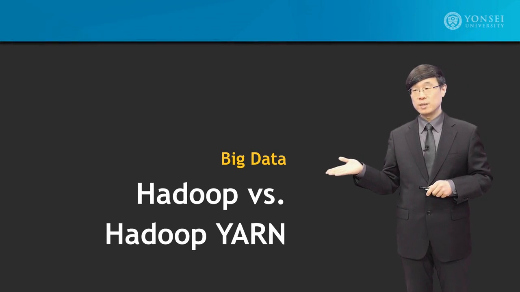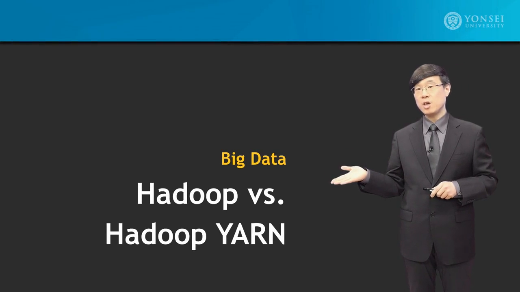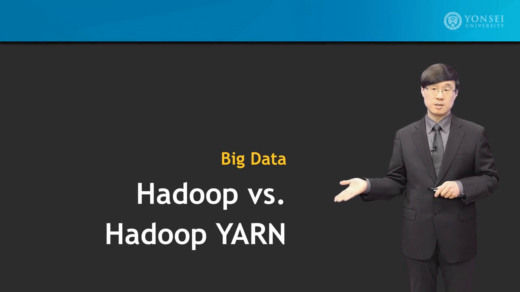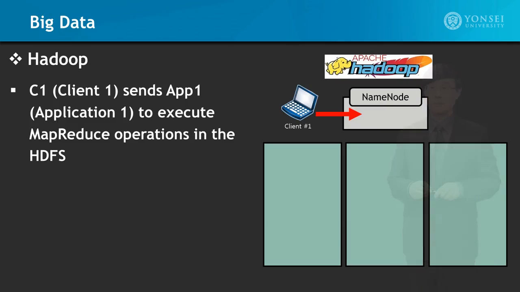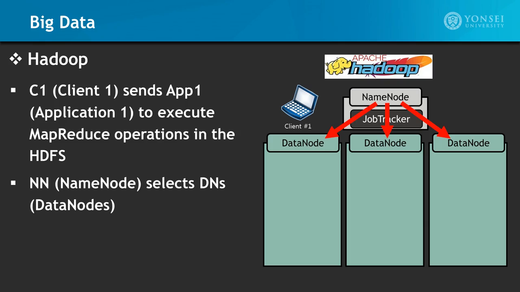In this lecture, we will now look into Hadoop and compare the operation to a Hadoop YARN system. In this example, client 1 sends app 1, application 1, to execute MapReduce operations in the HDFS. In this example, a job tracker is made on the NameNode. The job tracker could be located on a different node. In this example, it's located on the NameNode. Then a job tracker is formed to execute the job.